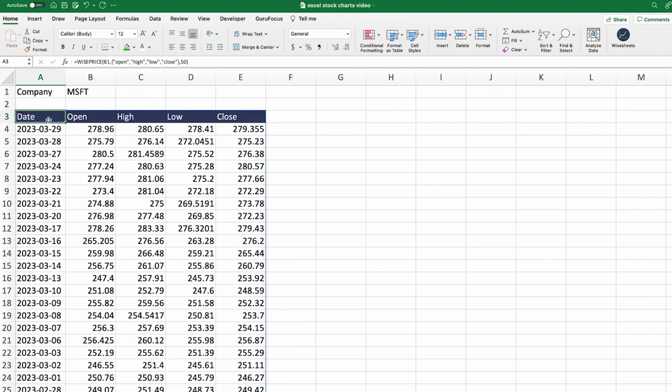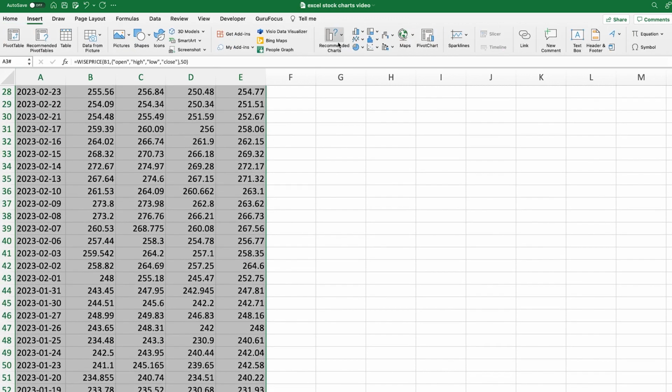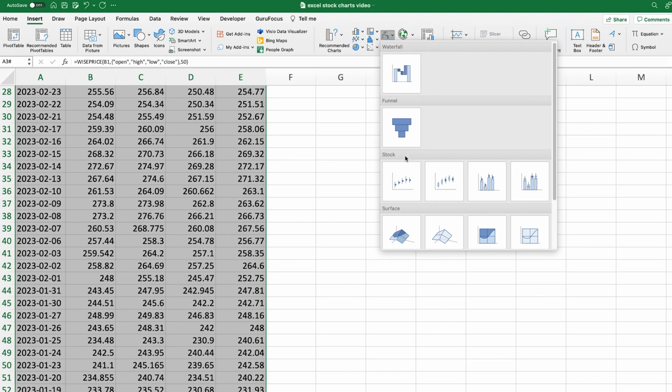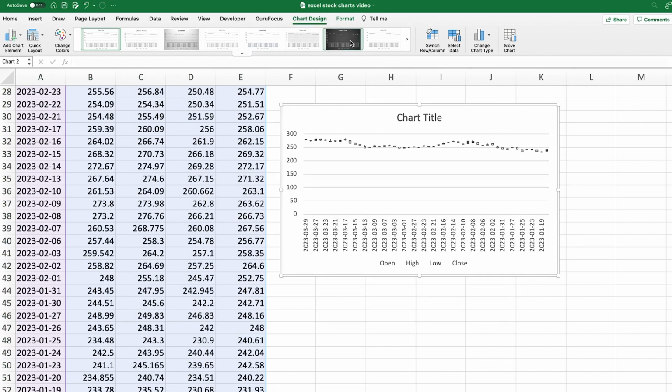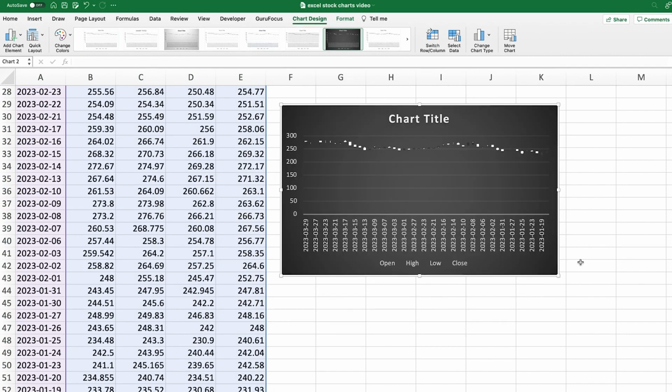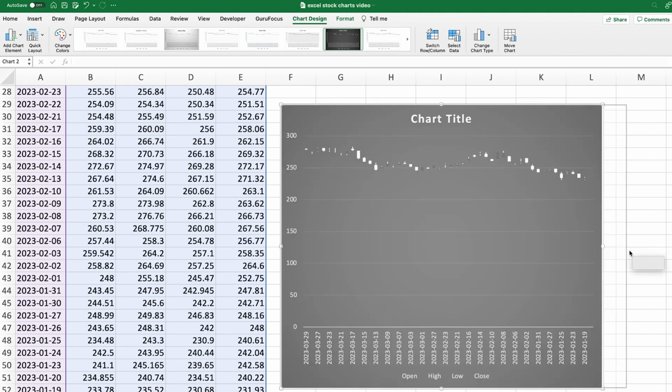And now all we need to do is select the data that we have here, go on insert, and then we can go on the waterfall and we're gonna do, I believe we said this one, open, high, low, close. That's the one for us. And here is the stock chart. Now it's a little bit hard to see, so in this case you can make it bigger to be able to visualize the data better.